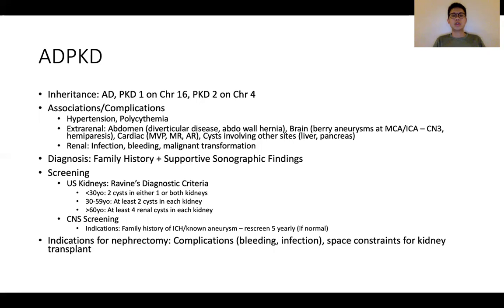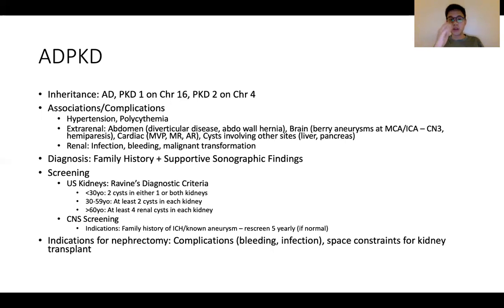In terms of the extrarenal, I think of it in terms of A, B, and C. A for abdomen, so you can get diverticular disease and hernias. B for brain, so berry aneurysms that can cause cranial nerve deficits and hemiparesis, so you can screen the cranial nerves and check for pronator drift. And C for cardiac, that can cause multiple valve pathology such as MVP, MR, AR, and cysts involving other areas. Renal complications can be due to infections, bleeding, and malignant transformation of a cyst.